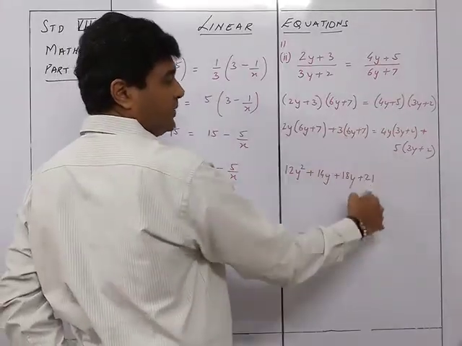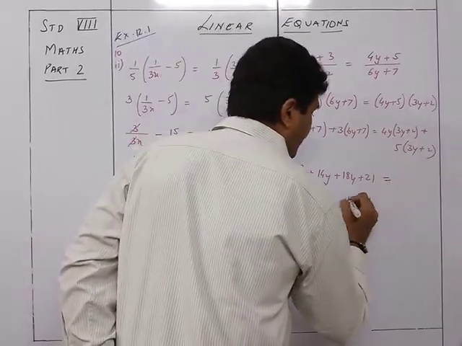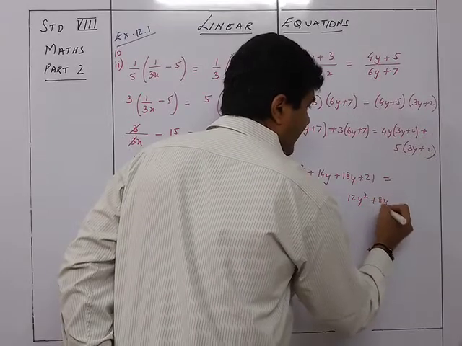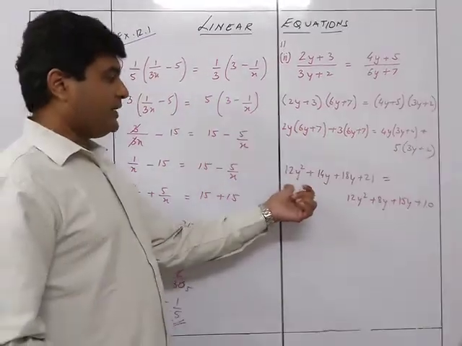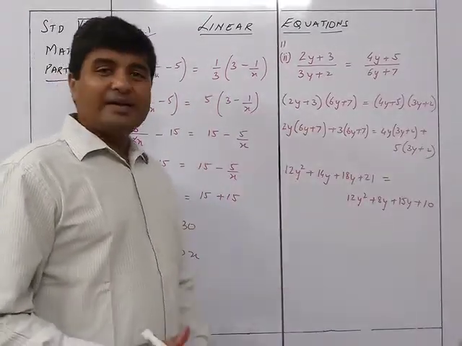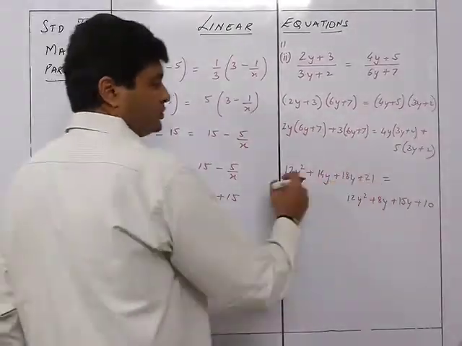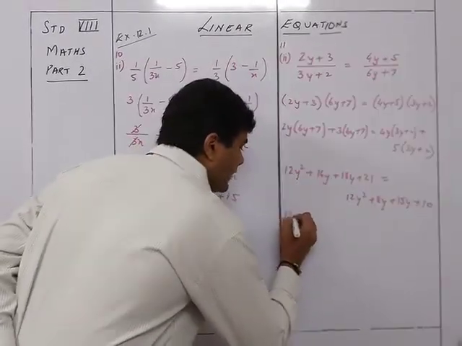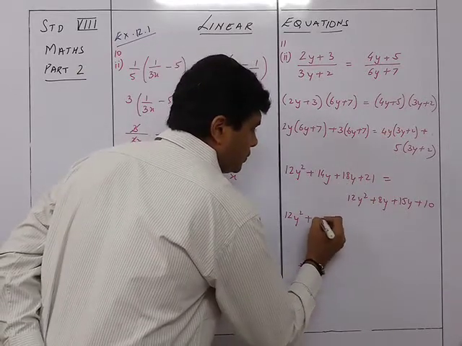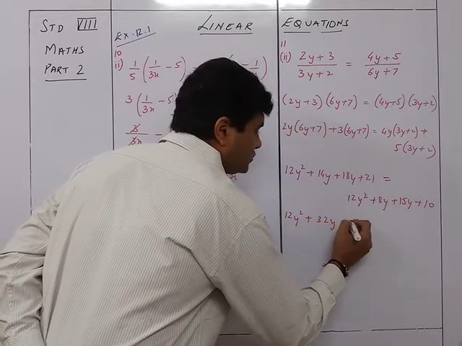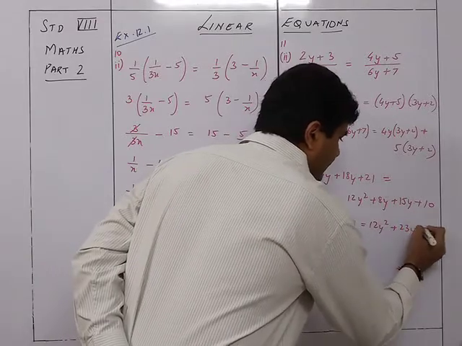3 into 6 is 18 and 3 into 7 is 21, is equal to 12y square plus 8y plus 15y plus 10. You can see 12y square is here also and here also. So what we'll do is bring all the y squares and y's on one side and all the numbers on one side. Or we'll just first solve this part. So 12y square plus addition of these two will be 32y plus 21, is equal to 12y square plus 23y plus 10.